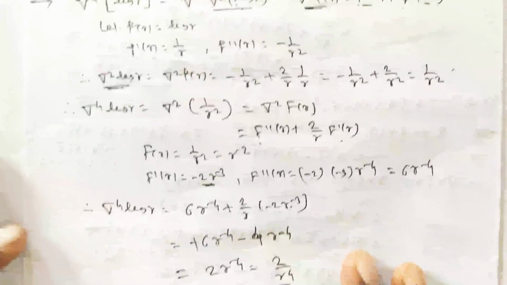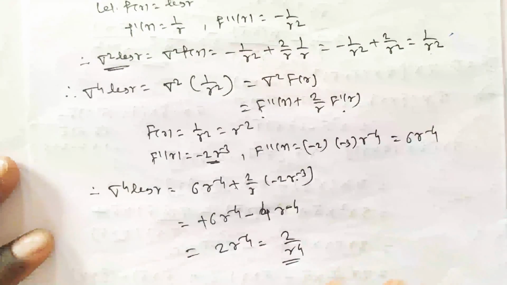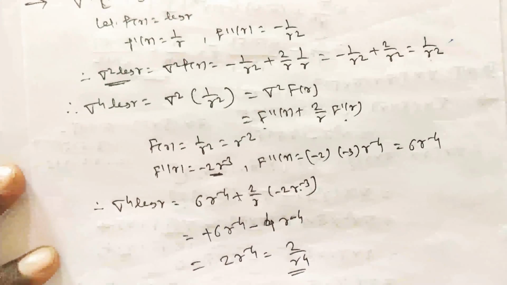So these are some problems on vector identities. Again, you can solve maximum problems with the help of this.